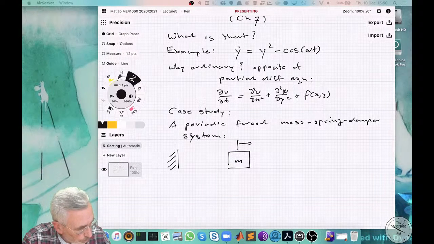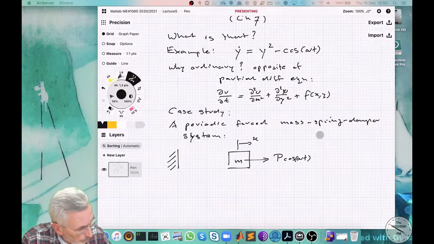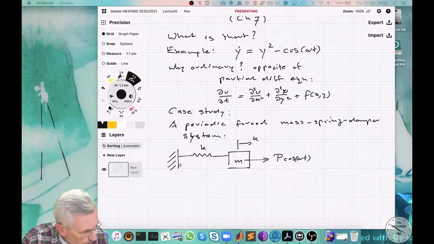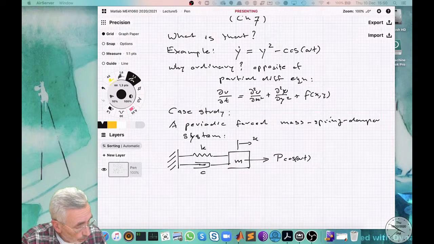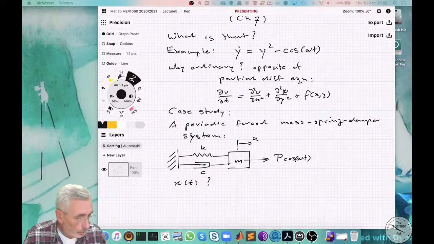So there's only one displacement, x. It's periodically forced, so there is a force applied here, and it has some amplitude p, and it has a cosine omega t. That's the period by which I'm oscillating the thing. Then it has a spring and a damper. There is a spring which we usually draw like this with some spring stiffness K, and there's some dashpot damper which we usually draw like this with some C for the dashpot. And the thing we want to know is, what is the position as a function of time? That's the thing we're interested in. And how do you solve that?